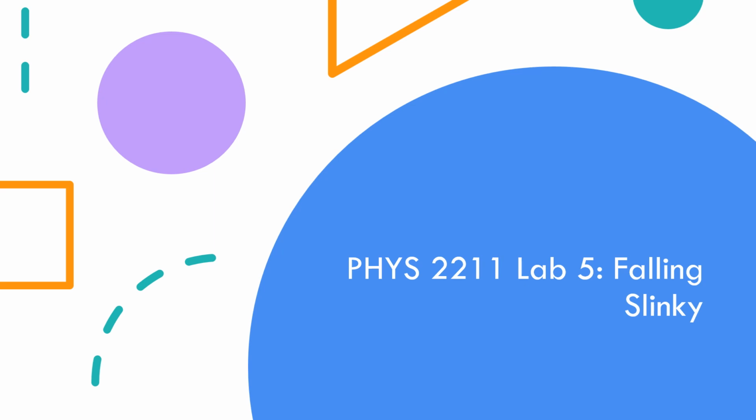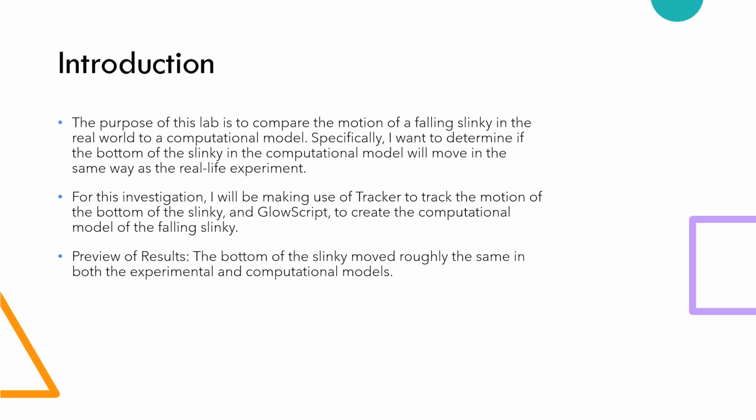Physics 2211, Lab 5, Falling Slinky. The purpose of this lab is to compare the motion of a falling slinky in the real world to a computational model. Specifically, I want to determine if the bottom of the slinky in the computational model will move in the same way as the real-life experiment.